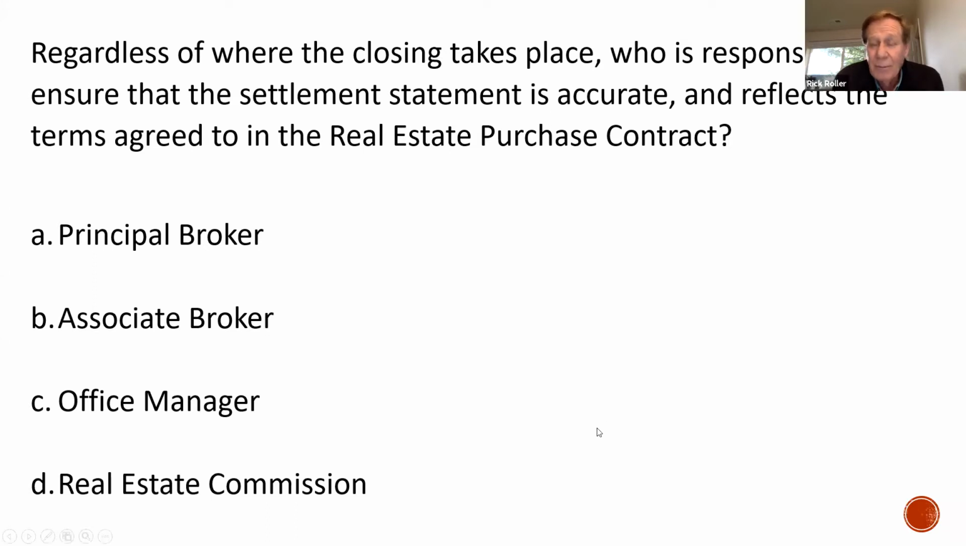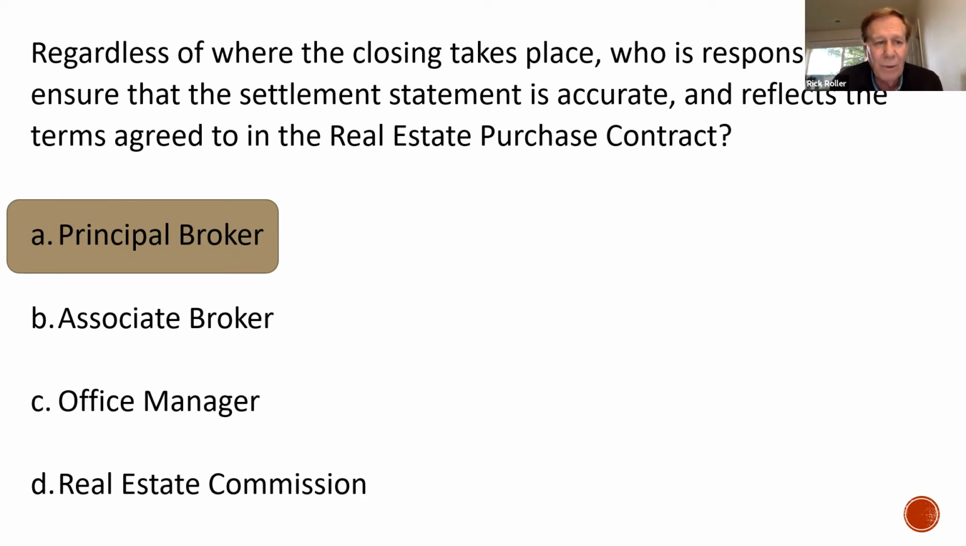Now, I'm an associate broker. I work for a broker. I could have my own brokerage, but I choose not to because of several advantages of where I'm currently working. So I'm an associate broker, right? And I might close in a number of different title companies, but wherever we close, the principal broker is responsible for the accuracy of the settlement statements.